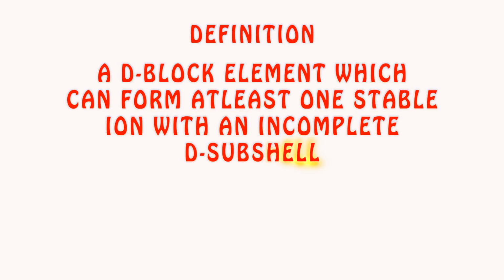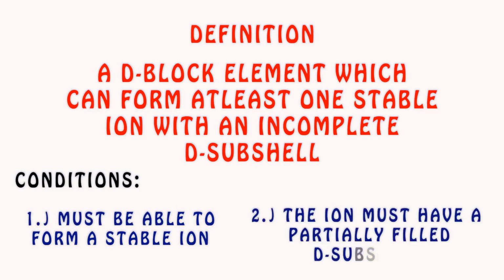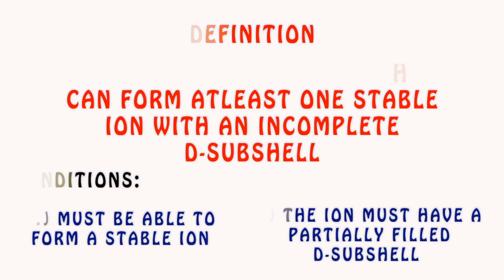There are two conditions for an element to be called a transition element. Firstly, it must be able to form a stable ion, and secondly, the ion must have a partially filled D subshell.